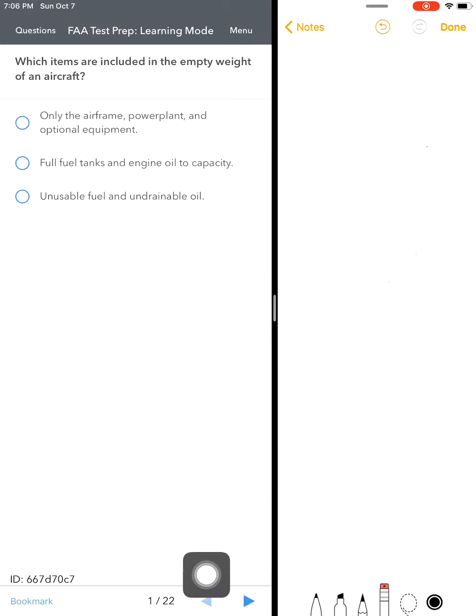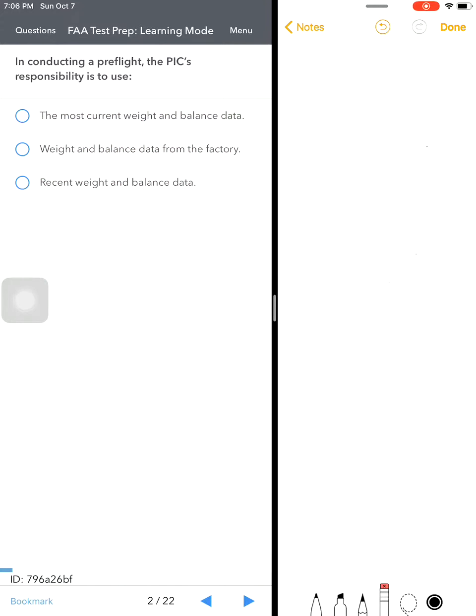We have 22 questions here, and I have this notepad on the right. Use it as a notepad, and then I have these questions on the left that we have to go through. So let's go through number one. Which items are included in the empty weight of the aircraft? Very simple. We said that it's unusable fuel and undrainable oil. These are the ones that we cannot basically get off the plane.